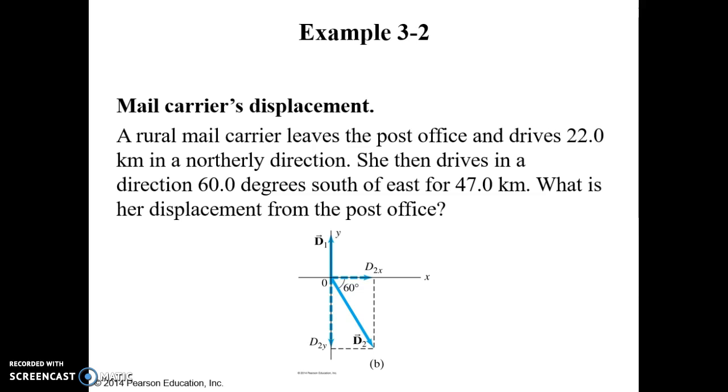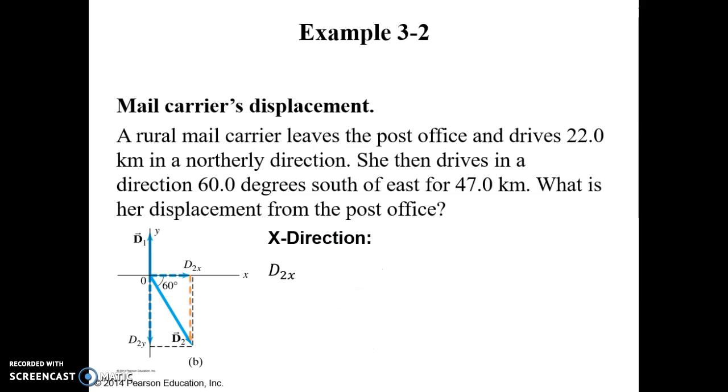Breaking up any vectors at an angle into its components. In this example, we have one vector, D2, at an angle with respect to the coordinate system. Step 2. Let's add up all the vectors in the x direction. The only vector we have in the x direction is D2x, but we don't know what D2x equals. However, we do know the value of D2 and the angle. With some trick, we can solve for the value of D2x.